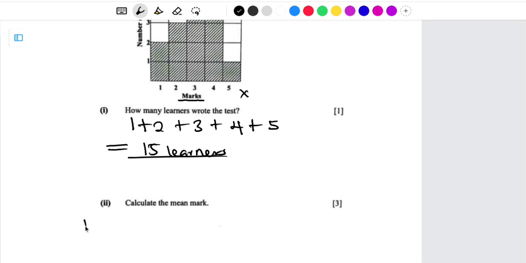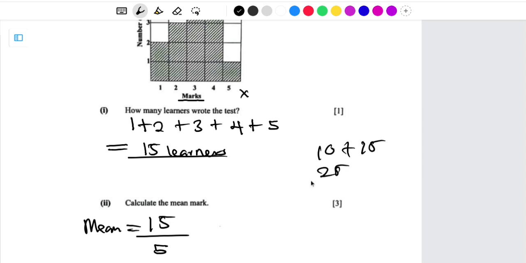So for us to calculate, mean is equal to the total number of learners, which are 15 learners, divided by the number of total figures. So these figures, they are 5. So if they were 2, like let's say 10 plus 15, you add this one, you're going to get 25. Then you have to divide by 2 because these are 2 figures. So as a result, the answer is just going to be 3.